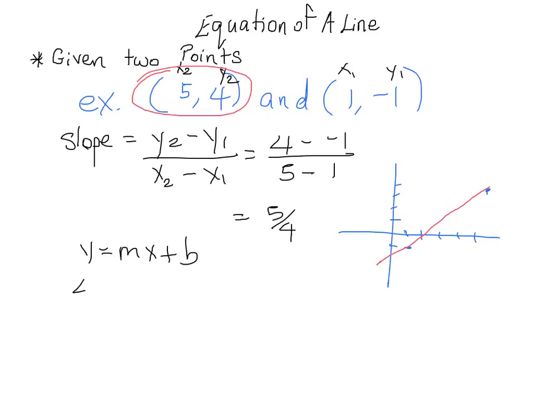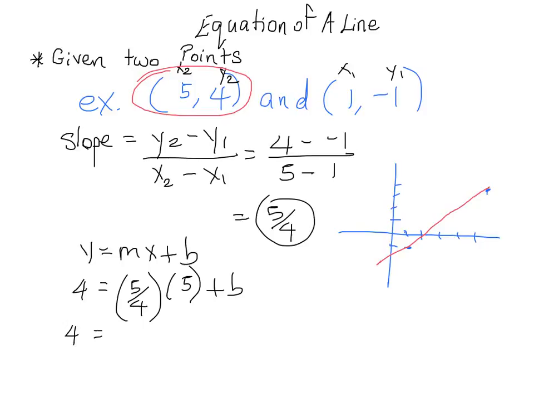So y, which is 4, equals m, which is 5 over 4, we just figured that out, times x, which is 5, plus b. Now we can simplify that and solve for b. 4 is equal to 25 over 4 plus b. We can now subtract 25 over 4 from both sides, and we figure out that b is equal to negative 9. Well, let's erase that and fix it. Negative 9 over 4.